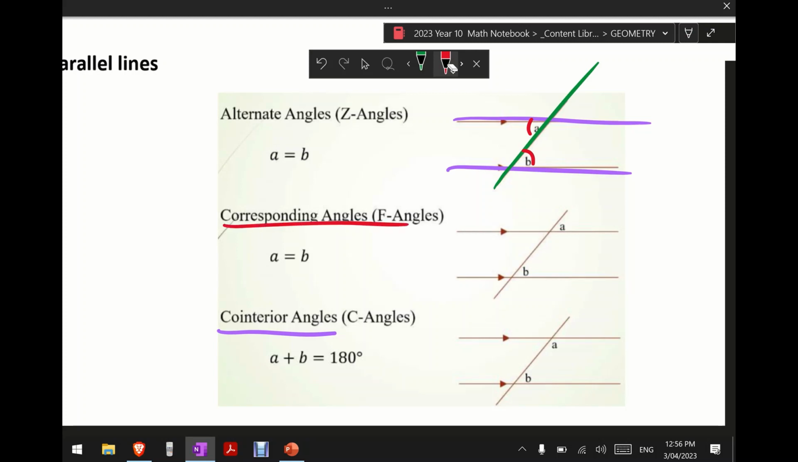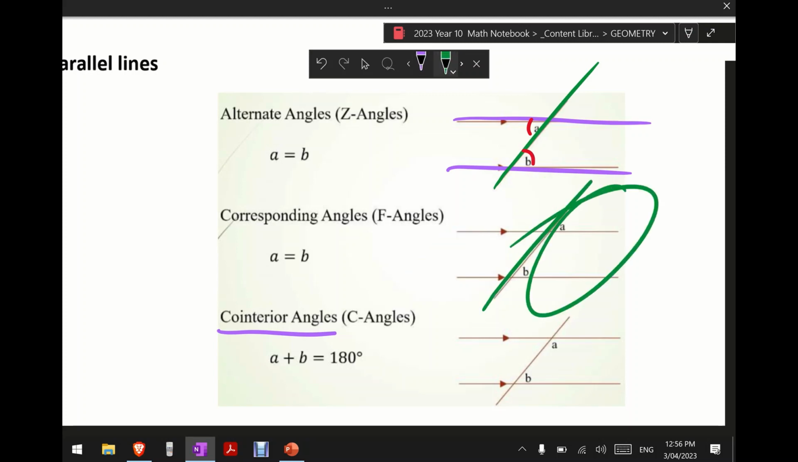Corresponding. If you have your parallel lines and you've drawn the line through it, a corresponding angle is the same angle on the same side. So A and B are the same angles there. When I'm talking about the sides, this is the side I'm talking about. If you've got your transversal, this is one side, and that's the other side. You're literally splitting it in half. So for corresponding, it's the same angle on the same side.